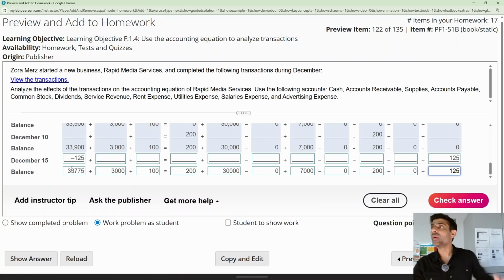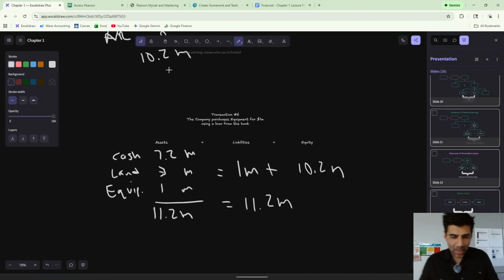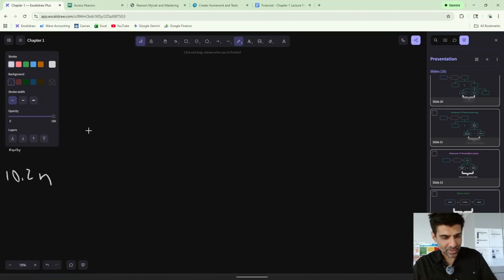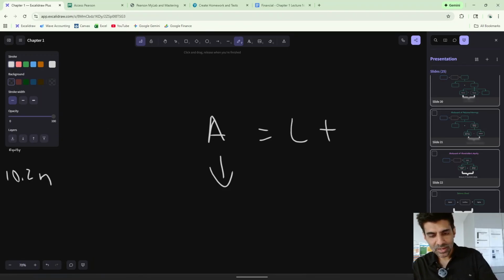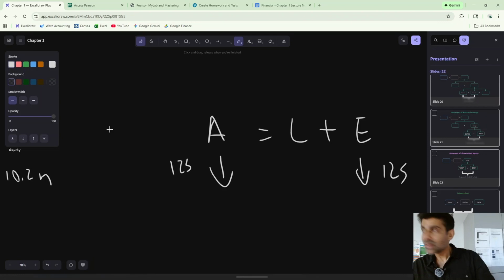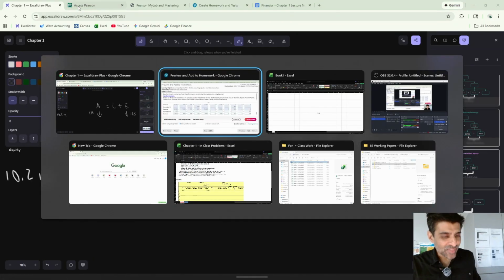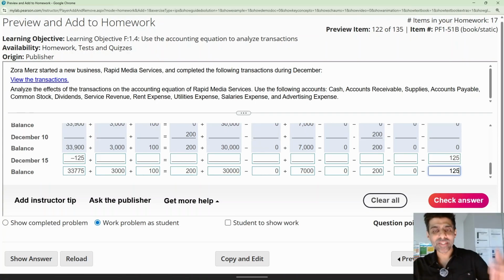What happened essentially is that my asset, cash, went down. Liability is unchanged. My equity also went down because I had an expense. So both went down by 125. That's what kept this in balance. I'm just erasing the noise and showing you essentially what happened to our equation at a high level. The point of this is to really prove that the accounting equation is always balanced.